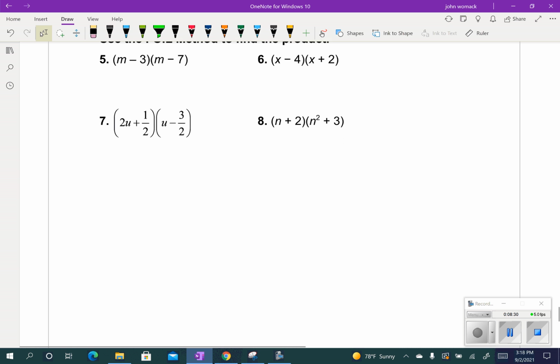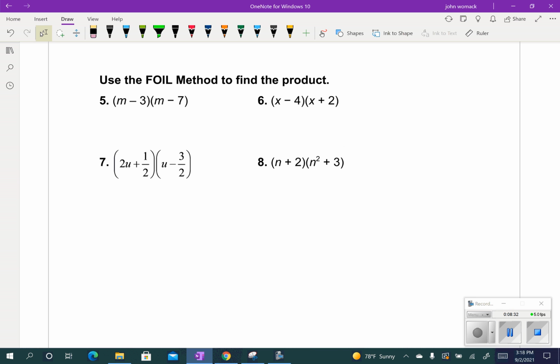And so let's do one more problem down here, though. So let's try this number 8 right here. I'm going to call it the double distributive method. Some teachers might say FOIL. So all I do is take my first term n and distribute it through. So n times n squared is n to the third. n times 3, 3n.